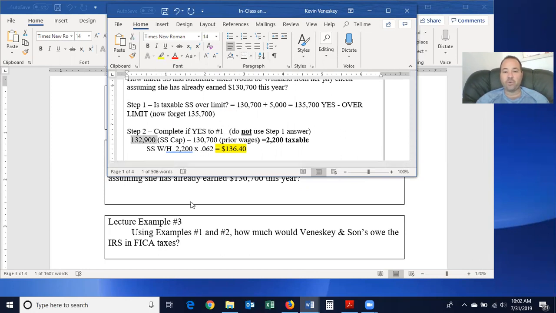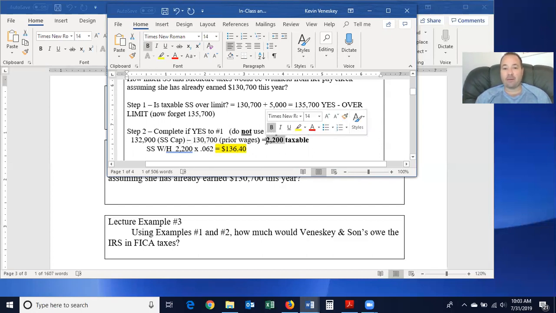cap, the 132.9, and then subtract out where we are before this most current pay, meaning how much income is left to be taxed before I hit the cap at 100%. So when I take the difference here, we still have $2,200 left to be taxed. So $2,200 at 6.2%, that's how we'll get the Social Security. I do not take the full $5,000 because the full $5,000 took us way over the cap. I want to know what takes us exactly to the cap and then stop.